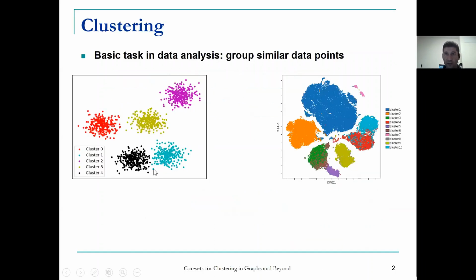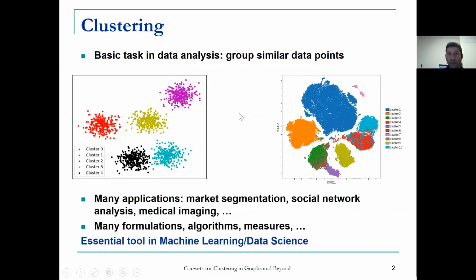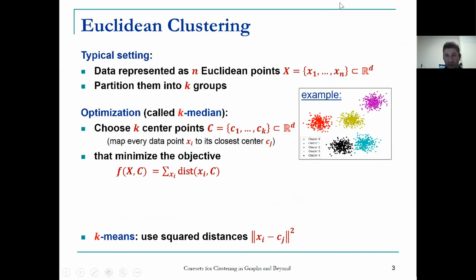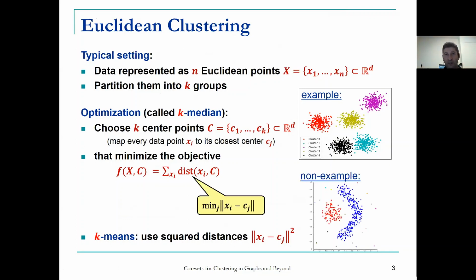Okay, good. So clustering is, of course, a very basic task in analysis. So generally, you have a lot of points, and you want to cluster them. There are different ways to measure this. It has a lot of applications, an essential tool. So you show here a few examples. I'm going to focus here on distances in graphs, even though one of the well-known contexts is clustering of Euclidean points. I want to focus on graphs.